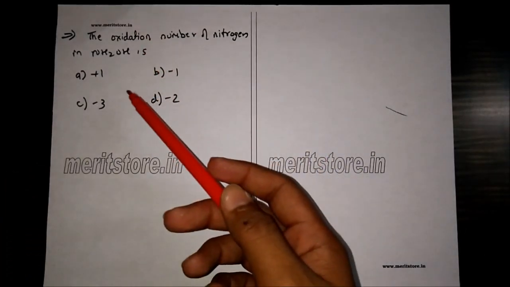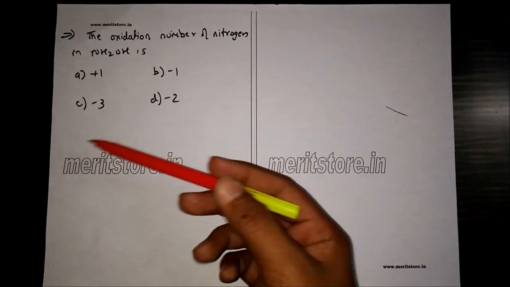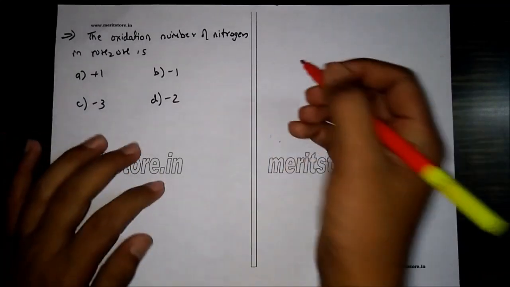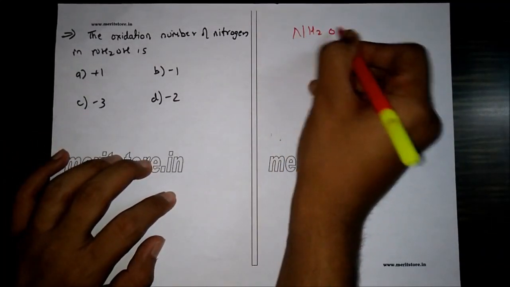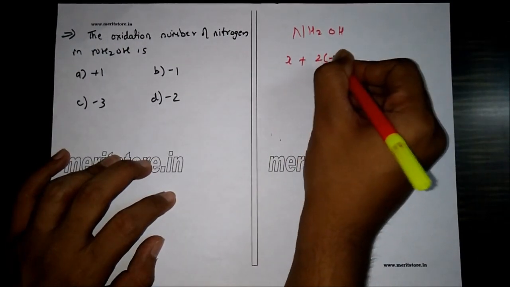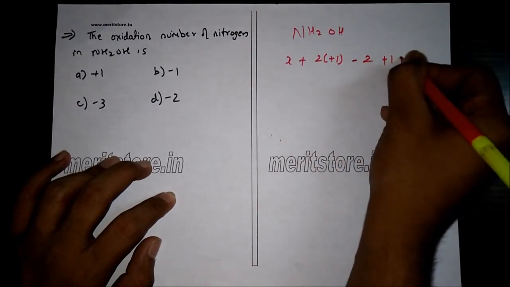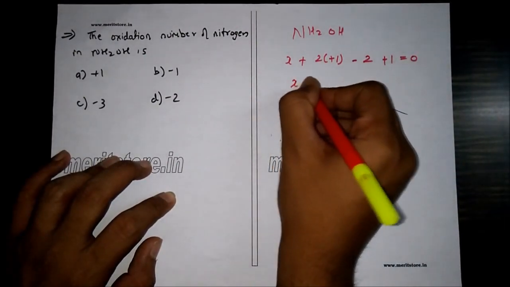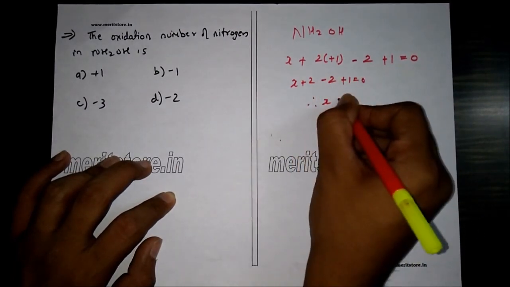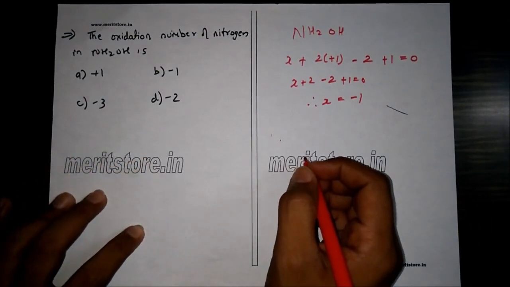The oxidation number of nitrogen in NH2OH is A) plus 1, B) minus 1, C) minus 3 or D) minus 2. Now let the oxidation number of nitrogen be X here. Therefore in NH2OH, X plus 2 into the oxidation number of hydrogen, which is plus 1, minus the oxidation number of oxygen, which is 2, plus 1 again will be equal to 0. Therefore X plus 2 minus 2 plus 1 is equal to 0. Therefore X will be equal to minus 1. Therefore here the correct answer will be option B, minus 1.